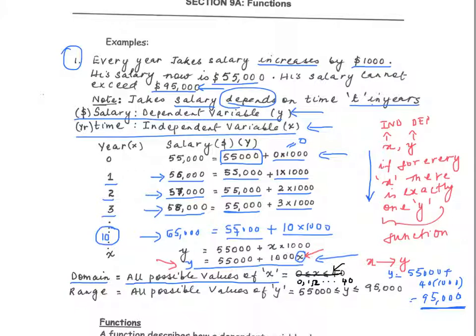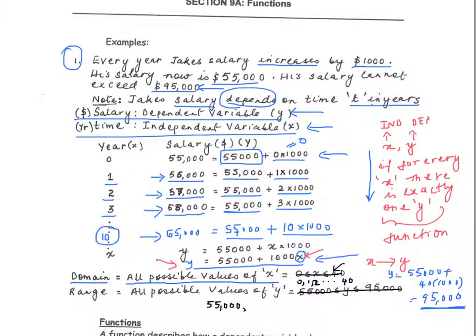Now, what are the possible values of y? And again, let's not use this because it gives the wrong impression that y can be any number between the two. So let's look at the values that y can take. The smallest value is $55,000.